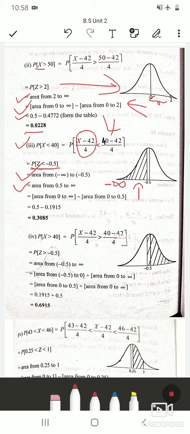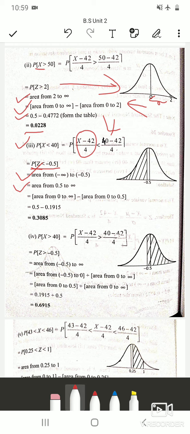This minus infinity to minus 0.5 area is nothing but the area from plus 0.5 to infinity, because it is symmetric. If you find this area, then it is the same as this area. So that property is used. Now we will find the area from 0.5 to infinity. Again the same concept. First we know the area from 0 to infinity is 0.5. In that, if you subtract the area from 0 to 0.5, then you will get the area from 0.5 to infinity.